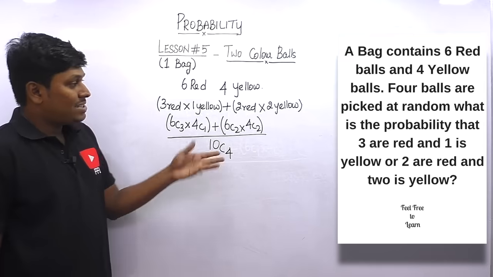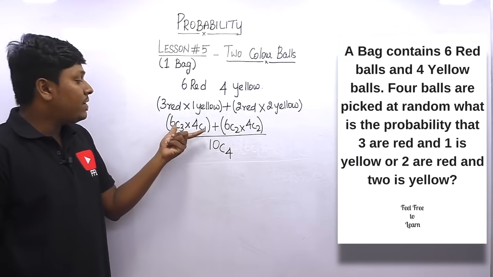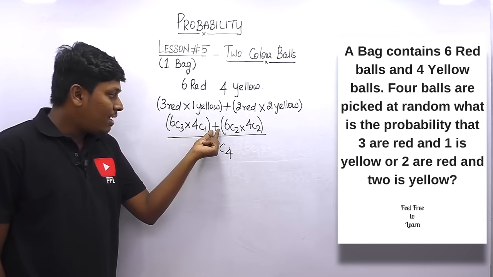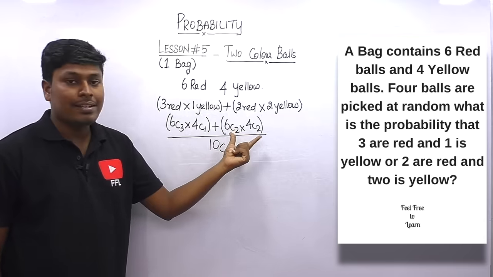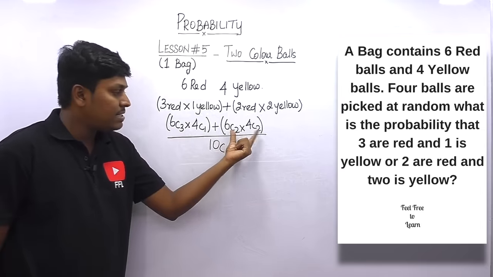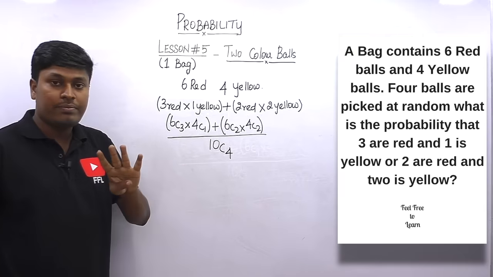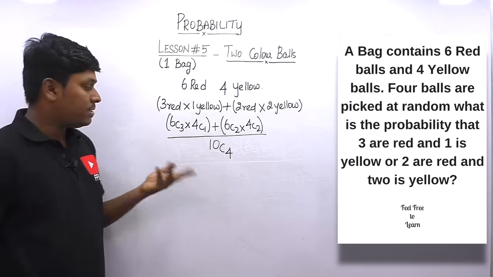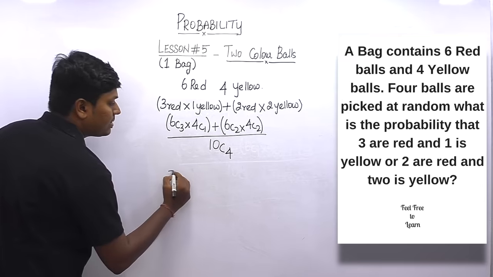So friends, listen to the concept carefully. They have given two conditions. One is 3 red and 1 yellow, or otherwise 2 red and 2 yellow, another condition. In this condition, we have picked 4 balls. Similarly, in another condition, we have picked 4 balls, because our target is to pick 4 balls. Next, the denominator is 10c4, which is the overall possibility. So now let us cancel and we can find the answer.